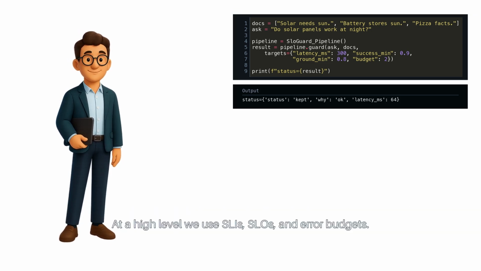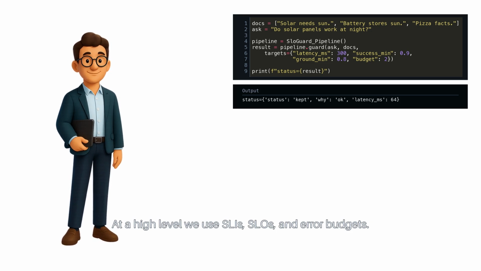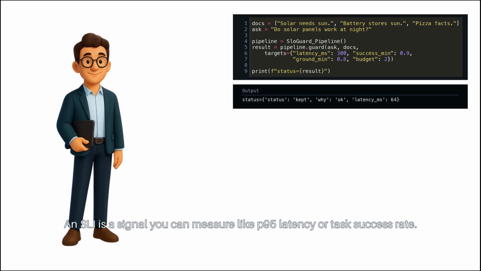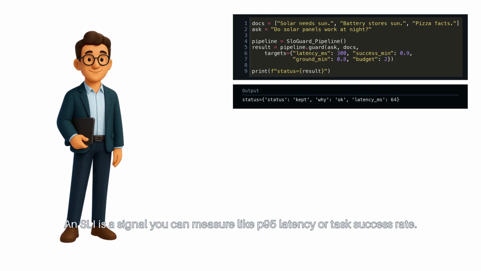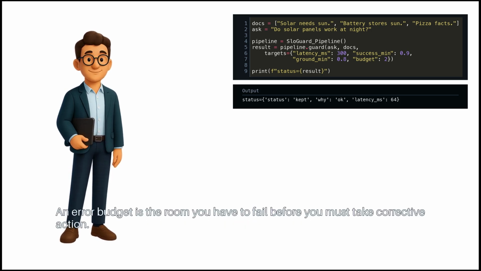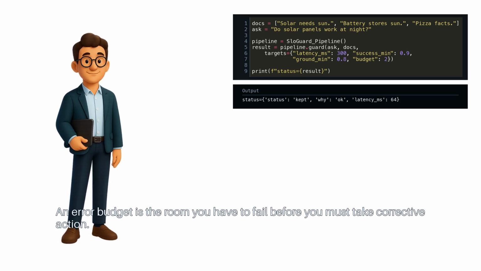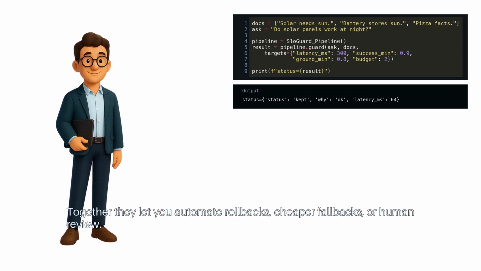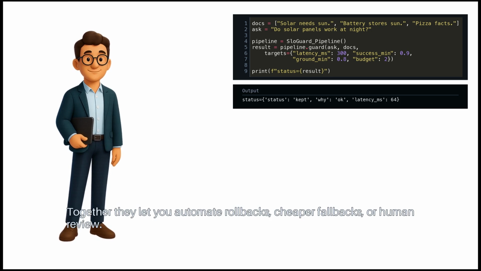At a high level, we use SLIs, SLOs, and error budgets. An SLI is a signal you can measure, like P95 latency or task success rate. An SLO is a target you set for those signals. An error budget is the room you have to fail before you must take corrective action. Together, they let you automate rollbacks, cheaper fallbacks, or human review.